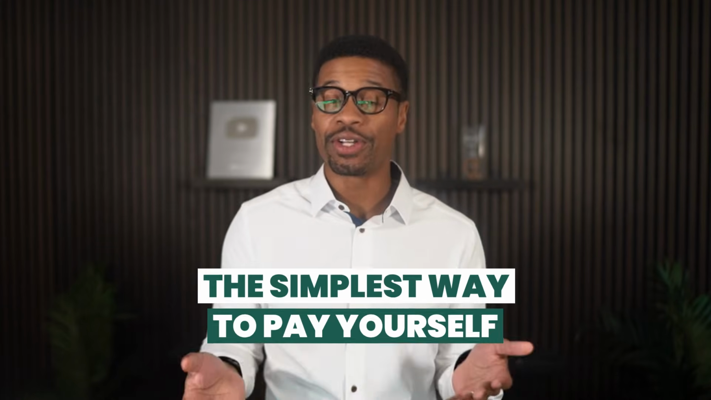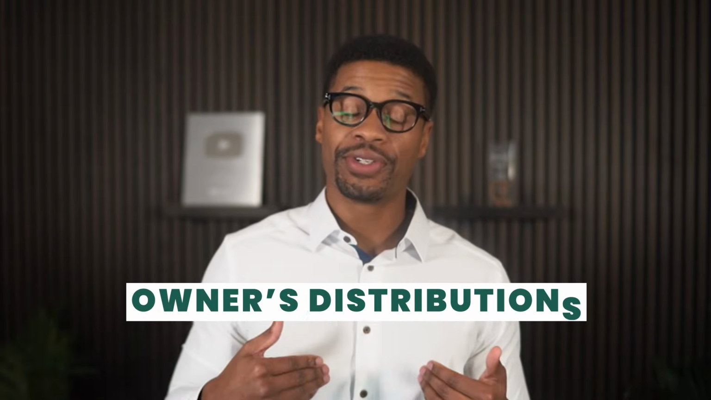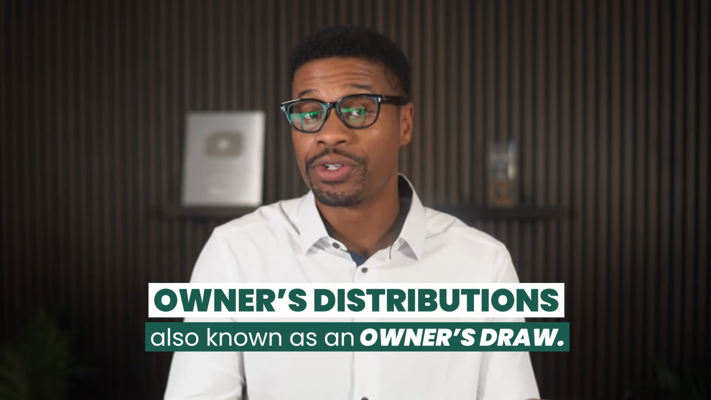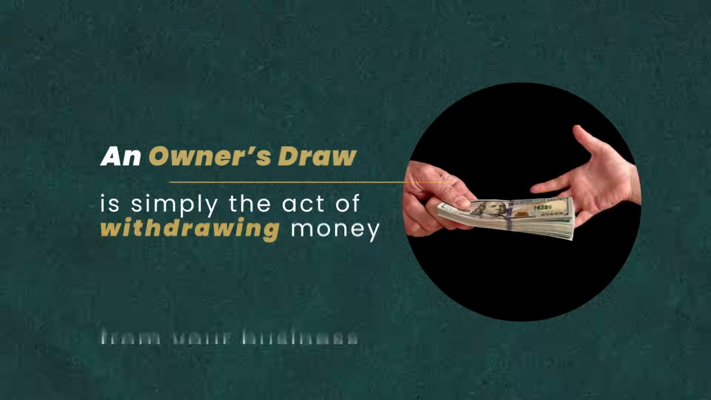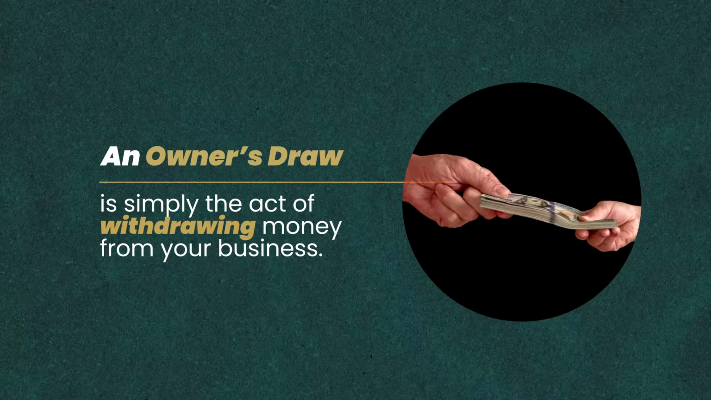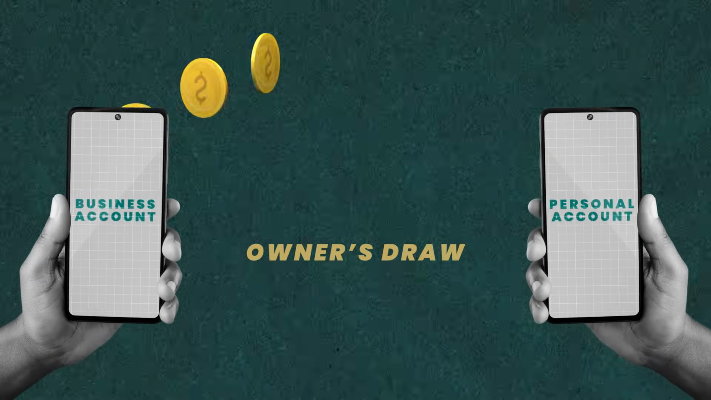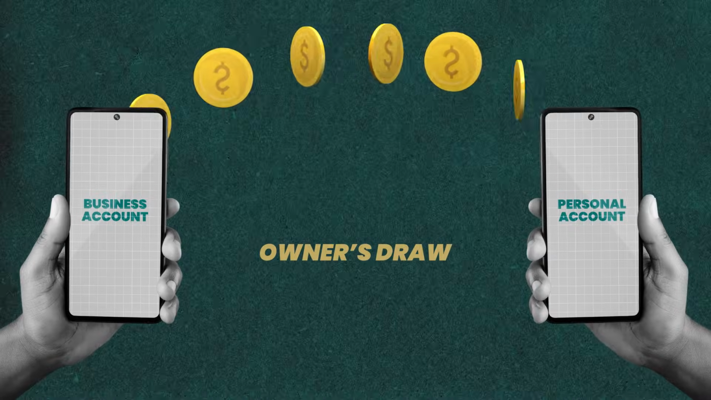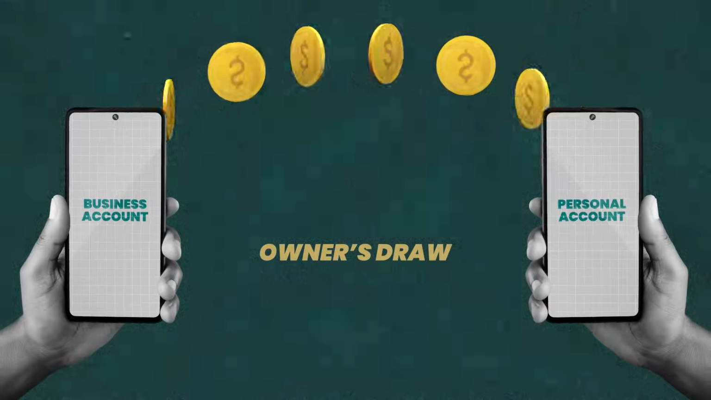All right, so let's start with the simplest way to pay yourself from your business. Owner's distributions, also known as an owner's draw. An owner's draw is simply the act of withdrawing money from your business, and you make an owner's draw every time you take money out of your business account and transfer it over to your personal account. You can withdraw cash, write a check, submit a wire transfer, and so on from the business to its owners to make an owner's draw.